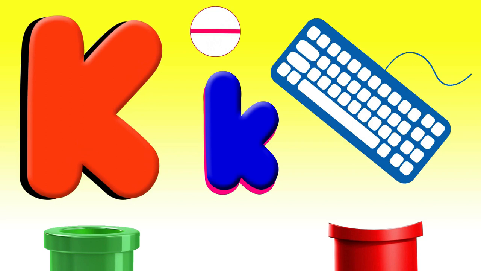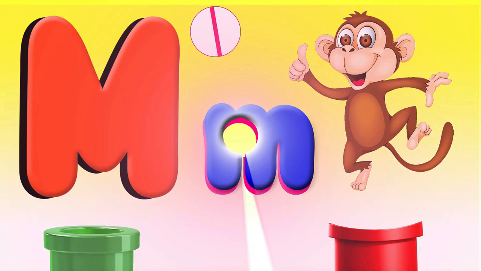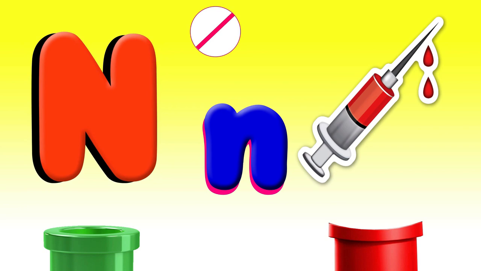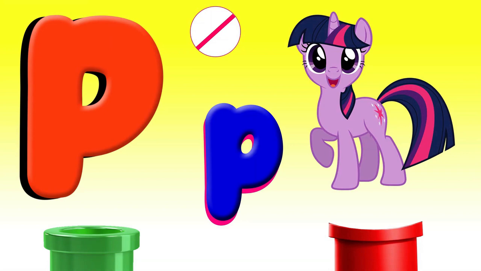K, keyboard. L is for ladybug, ladybug. M is for monkey, monkey. N is for needle, needle. O is for orange, orange. P is for pony, pony.